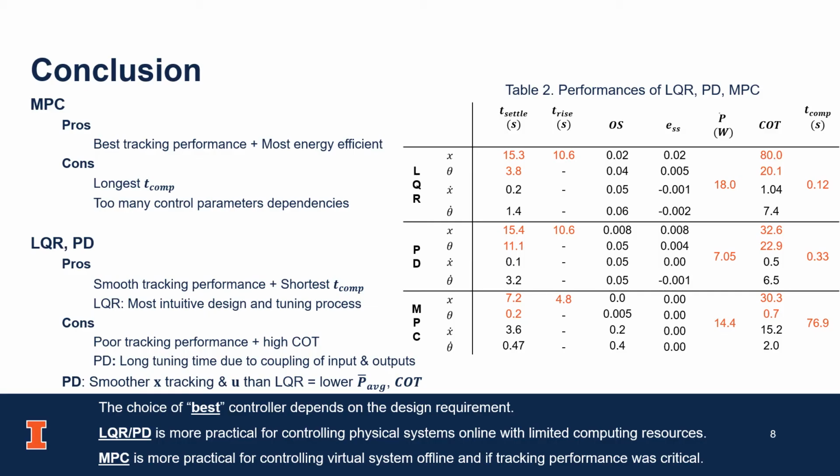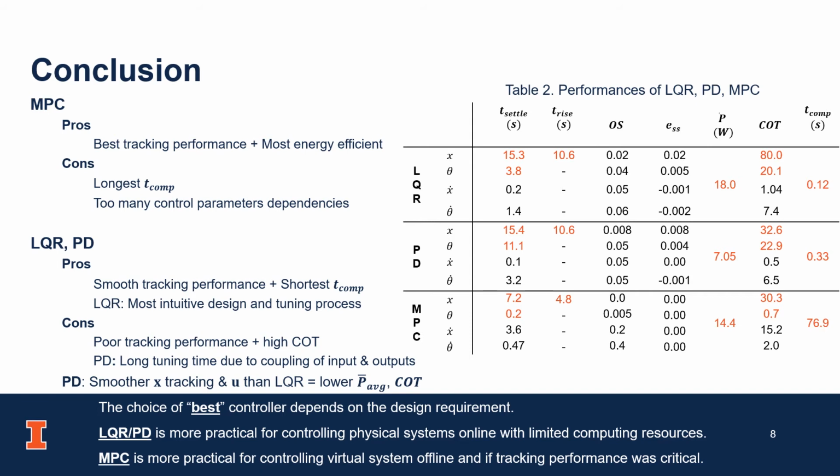Each controller had distinctive pros and cons. MPC had the best tracking performance and highest energy efficiency at the expense of the longest computational time. This was expected since MPC required computation of numerous predictions of the plant model and optimizations of the actuation input for every loop. Also, MPC had too many control parameters that depended on one another, making it difficult to tune.